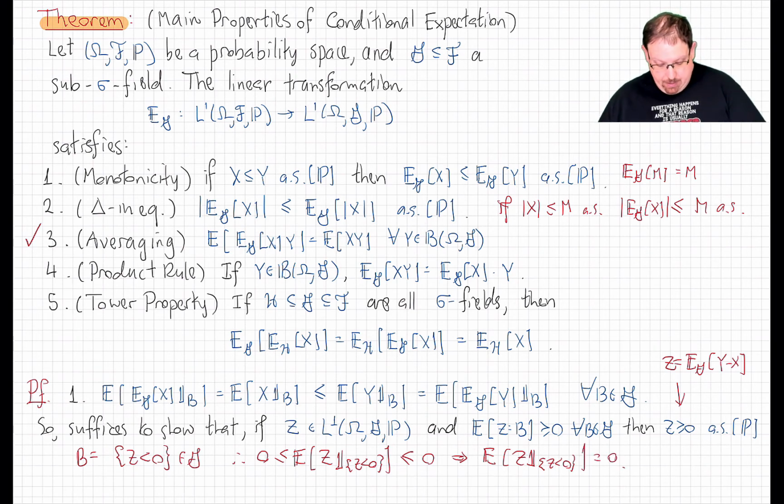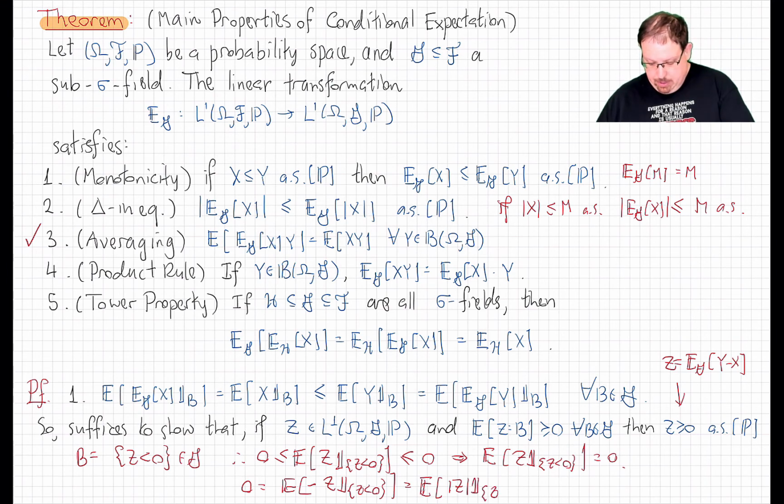Now, taking negative signs, that means that 0 is equal to the expected value of the negative of z times the indicator function that z is less than 0. But on the set where this indicator function is not 0, z is negative, so that negative sign just gives us the absolute value. This is the expected value of the absolute value of z times the indicator function that z is negative.